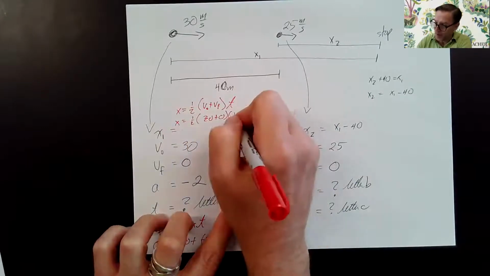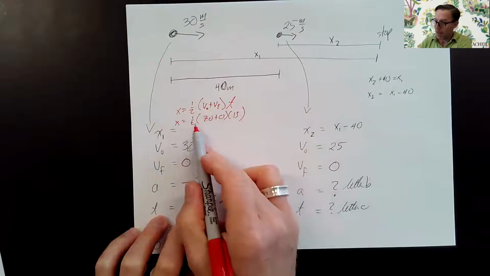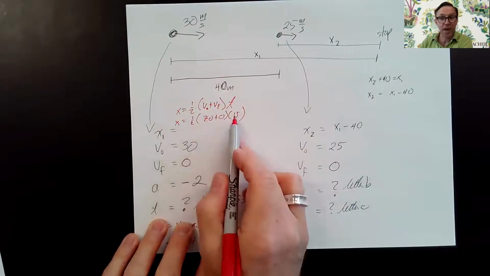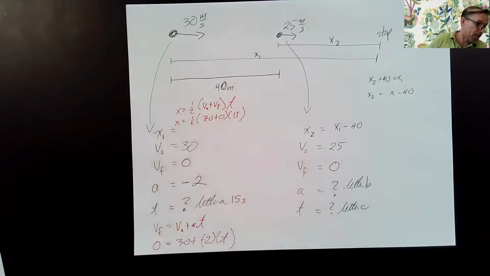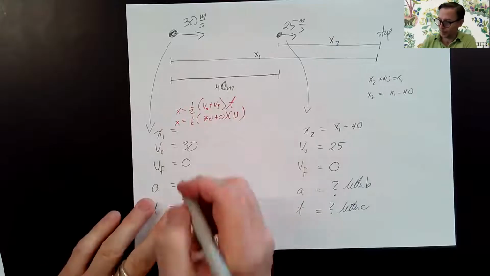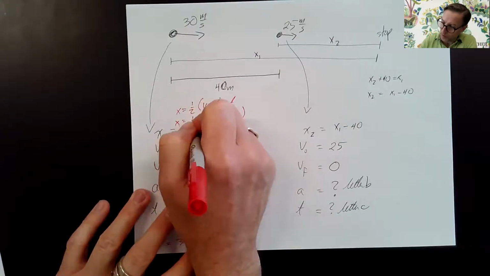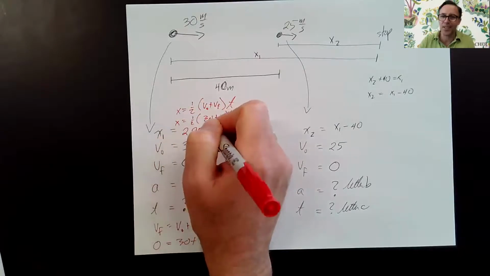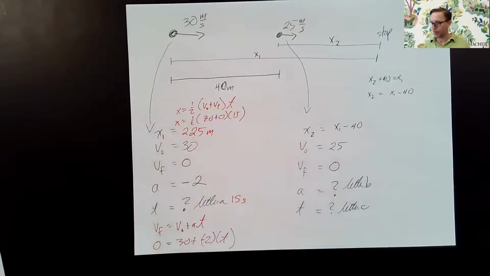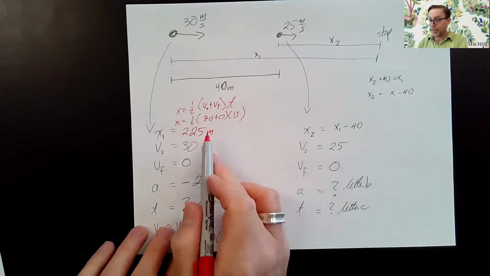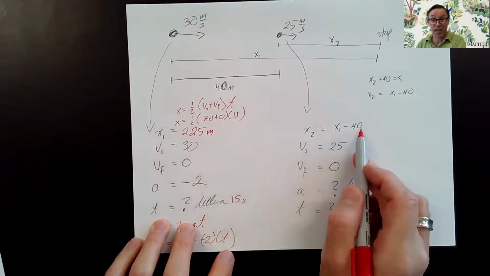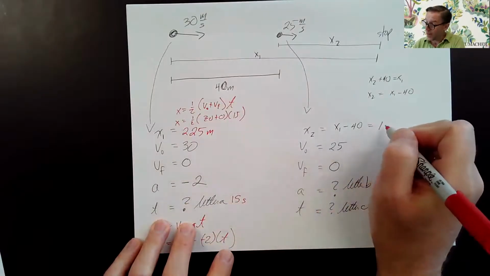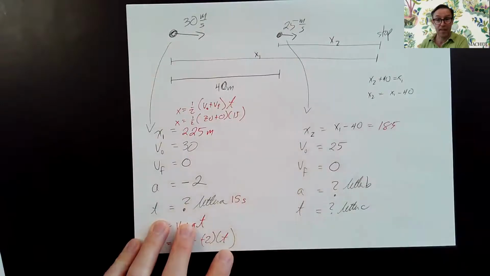Ooh, now I know that. 15. 1/2 of 30 is 15. 15 times 15 is, what's 15 times 15? The answer is 225. 225 meters. See, you don't even need a calculator when you have Siri. If this is 225, then this is 225 minus 40, 185.